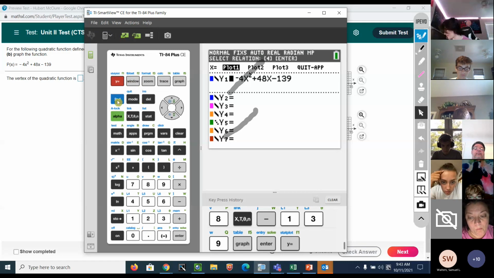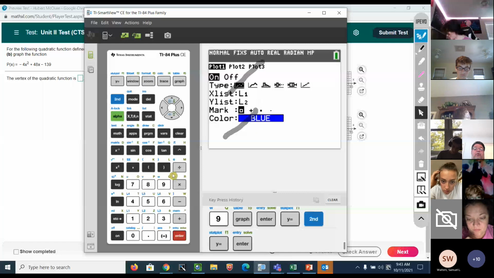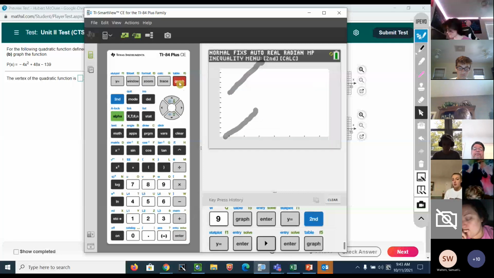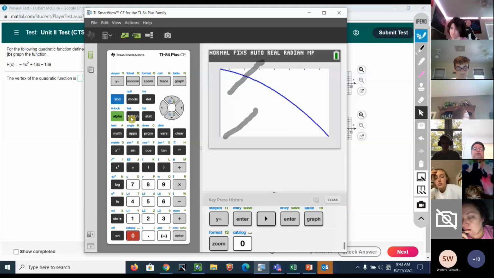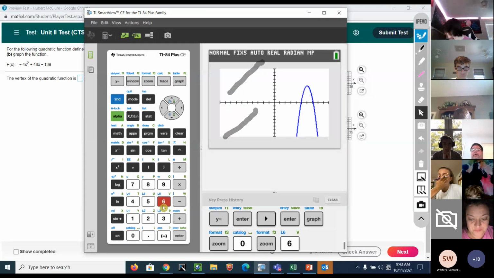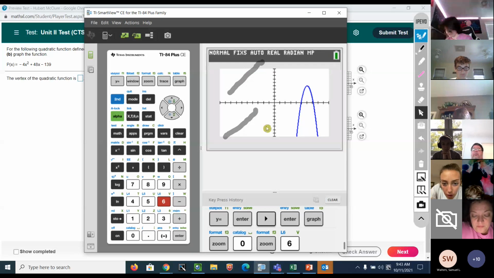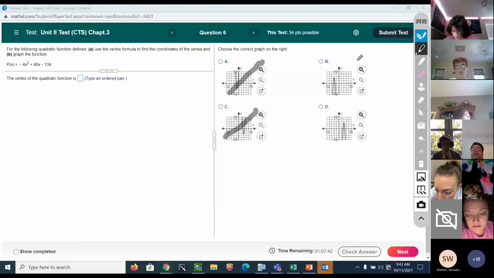Let me see if my stat plot's on. Turn it off. Now graph. There we go. Let me do a zoom 0. Zoom 6. And we know it's on the right side. So now we go back. And which one is on the right side? D is in delta.